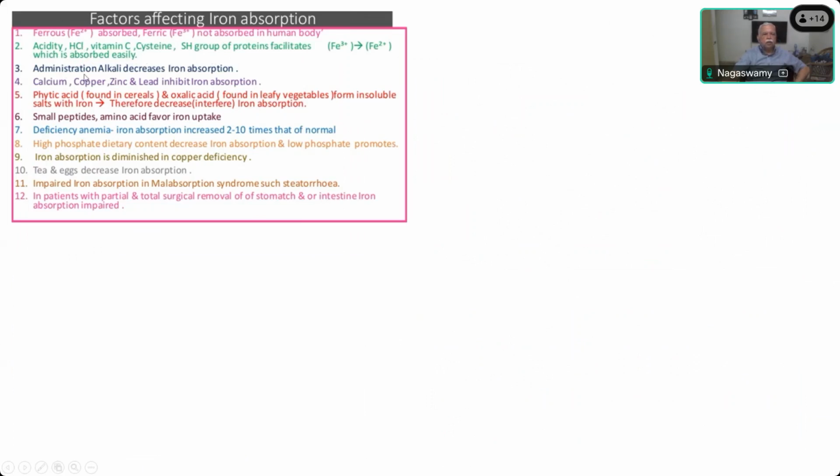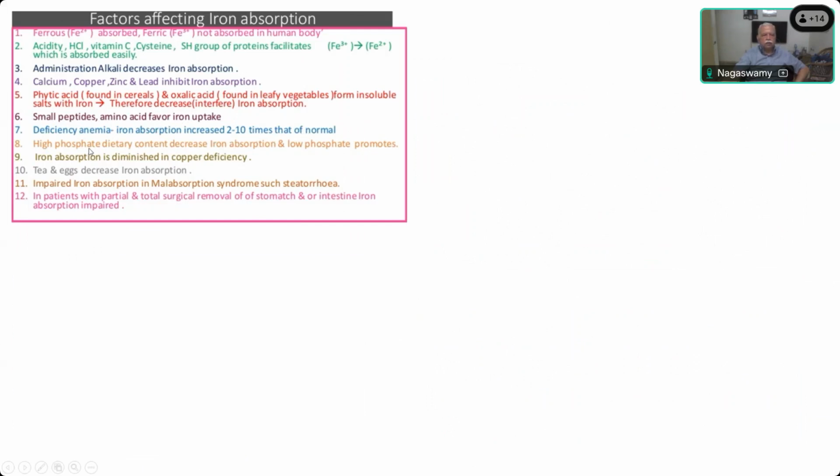And administration of alkali decreases iron absorption. Calcium, copper, zinc lead to inhibition again. And phytic acid found in cereals, and oxalic acid, they also decrease or interfere with iron absorption. Small peptides favor iron uptake. In iron deficiency anemia, iron absorption increases 2 to 10 times over normal.